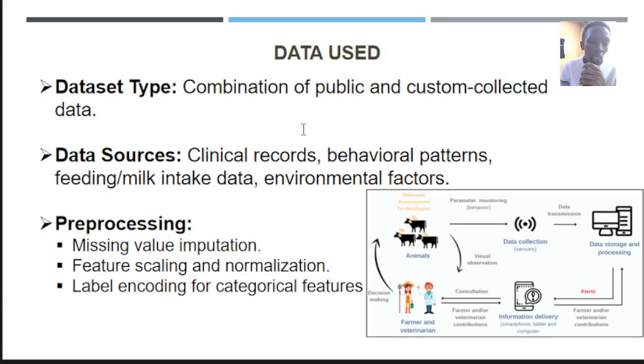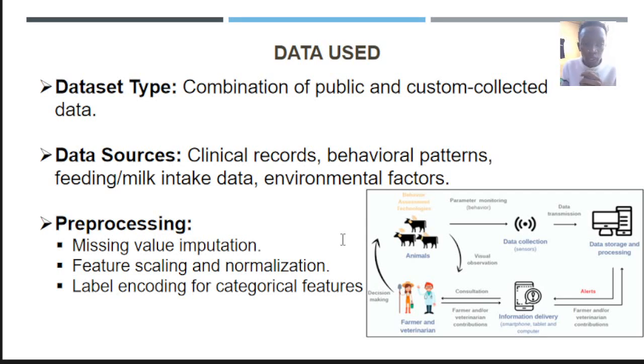For the data we used, basically we emphasized sensory data. We want to bring the approach of each cattle having a collar, and each collar having sensors to monitor the cattle's movements, lying bouts, and also the temperature and many other data. So basically, a combination of public and custom-collected data is what we want to use, and among the sources we want to use are clinical records, behavioral patterns, feeding and milk intake data, environmental factors, and many others.